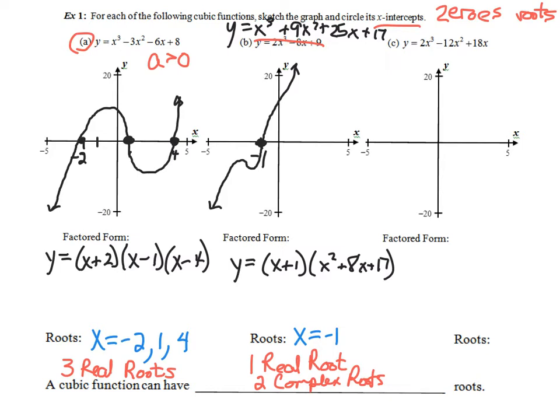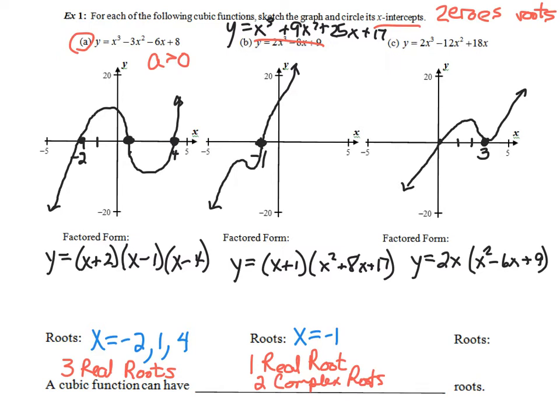Please do the same thing for C. Please pause the video, do the graph, and come back when you have your graph completed. Now this graph, also a cubic function, passes through the x-axis at x equals 0 and at x equals 3.